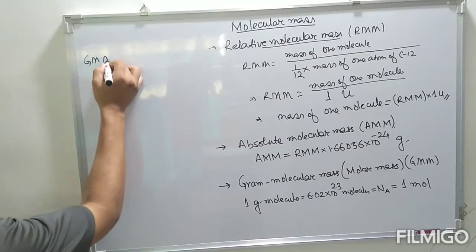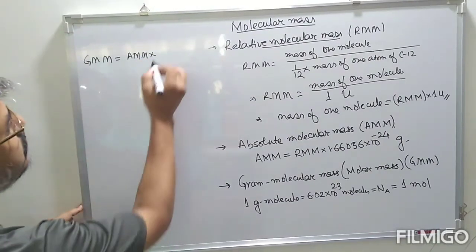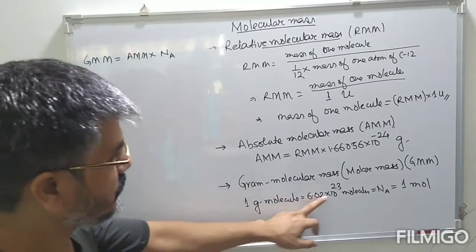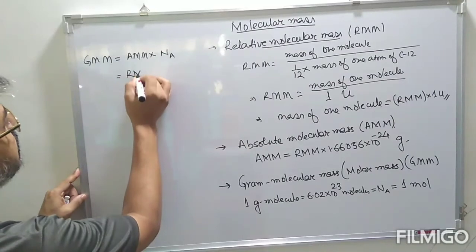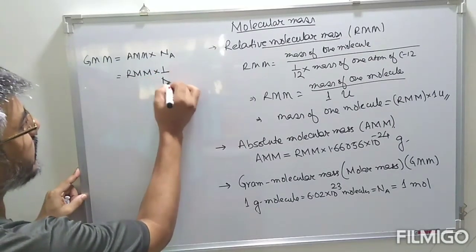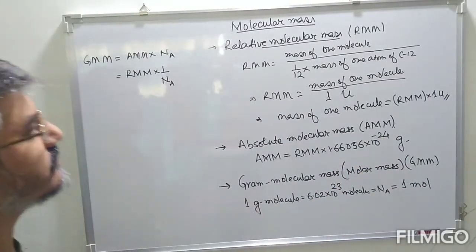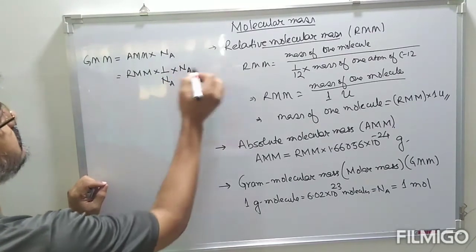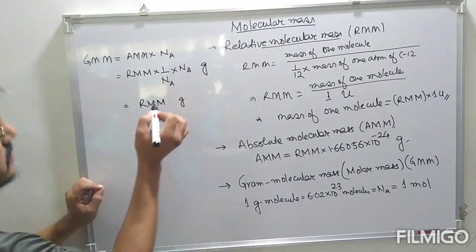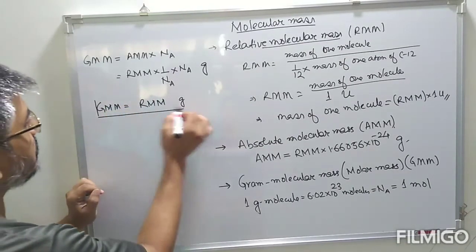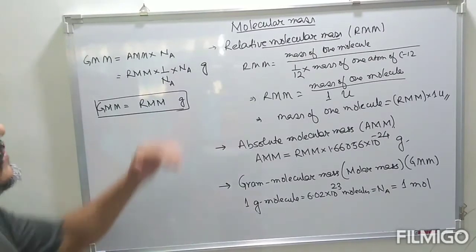Therefore, gram molecular mass is equal to absolute molecular mass into Avogadro number, that is 6.02 into 10 power 23 molecules. This absolute mass is equal to relative molecular mass into 1 by Na. 1 by Na is equal to 1.66 into 10 to the power minus 24 gram, that is gram equivalent of unified mass, multiplied by Na. So this equals relative molecular mass in gram unit. So gram molecular mass and the relative molecular mass both have the same numerical value but differ in units. So this is molecular mass.